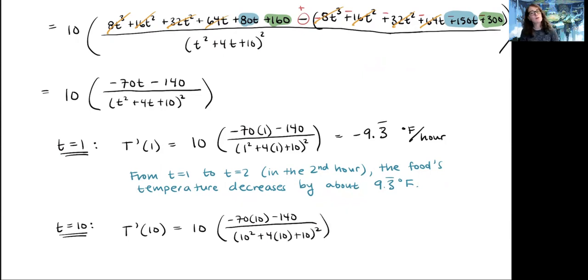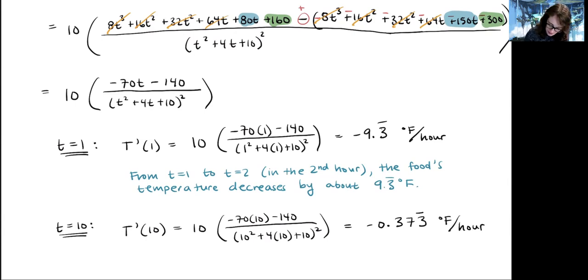Again, make sure that you're comfortable plugging something like this into your calculator. I'm just putting in a 10 for little t. And when you calculate this, you get negative 0.37 and then 33333 repeating. So we'll put a bar above the 3. And again, the units for this is going to be degrees Fahrenheit per hour. Again, this isn't every hour. This is just for the hour that we plugged in, just for the hour starting with 10.